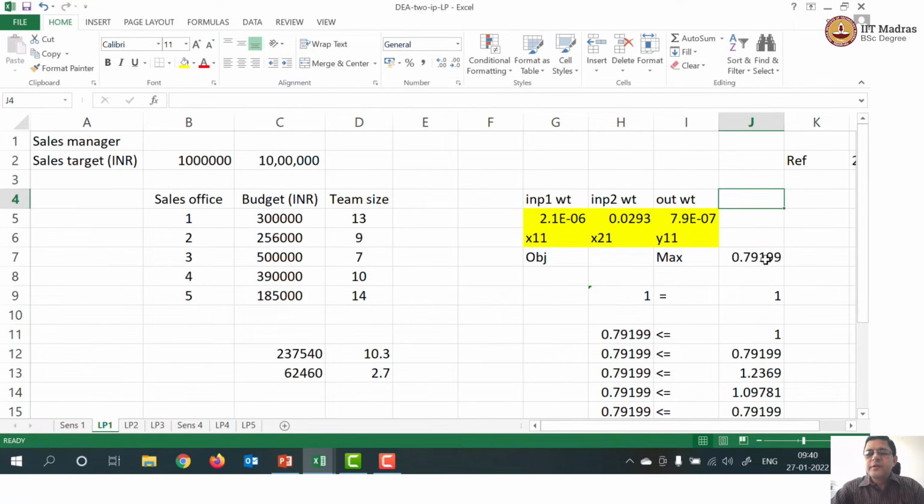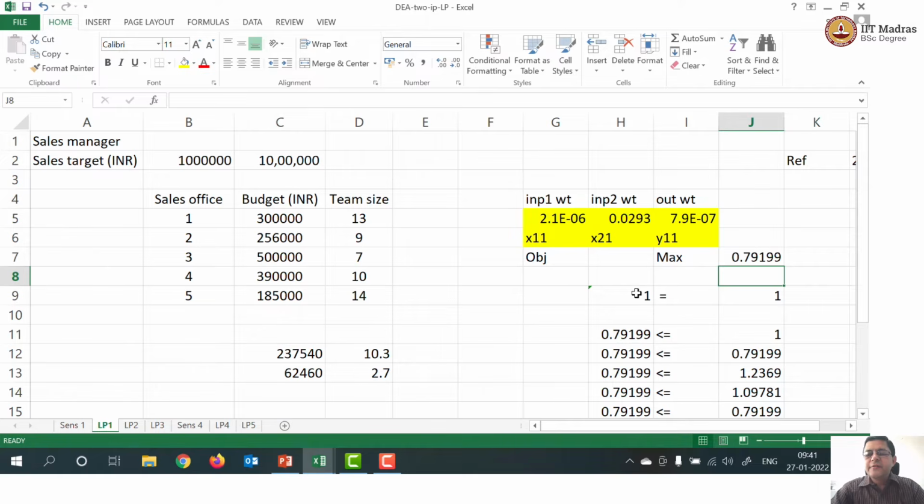Now, what is your objective function? Objective function is maximization of the weighted output, right? So output weight, which is this cell here, multiplied by the actual value of the output, which is 10 lakhs, which is in cell B2. So this is your objective function.